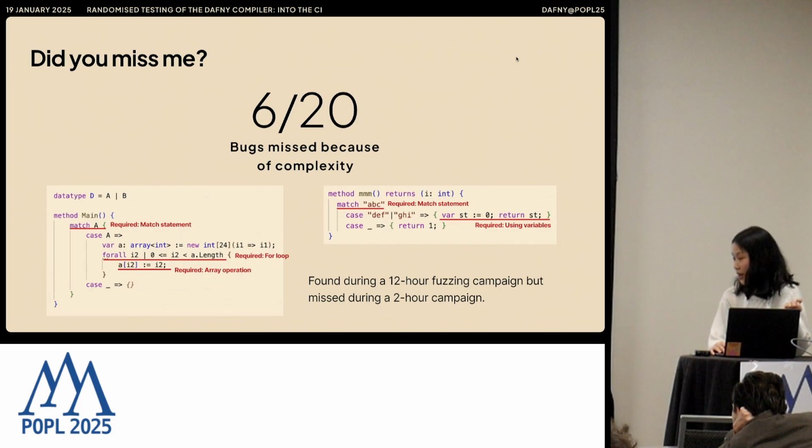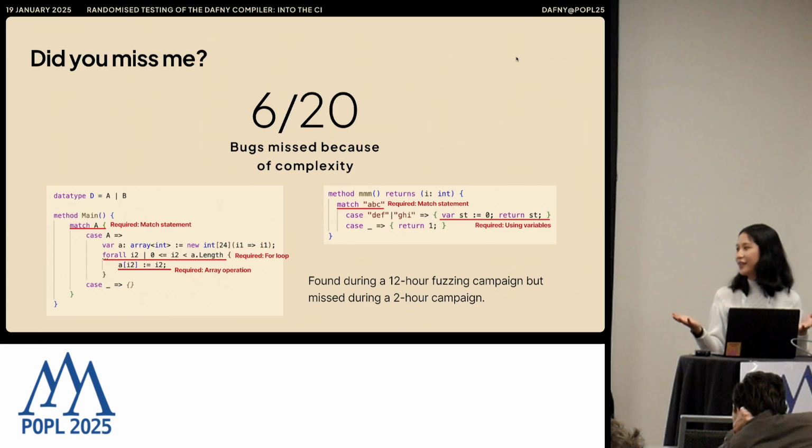6 of the 20 bugs were missed because of complexity. This is actually interesting because it was found during a 12-hour fuzzing campaign, but it was missed in the 2-hour fuzzing campaign. But I think this is to show that the mini fuzzing campaign is not good enough as a replacement to a longer one. Therefore, we should still keep the longer fuzzing campaign, working somewhere.